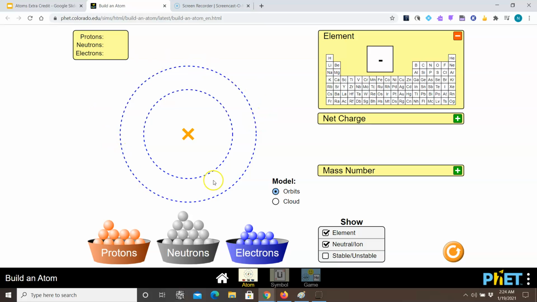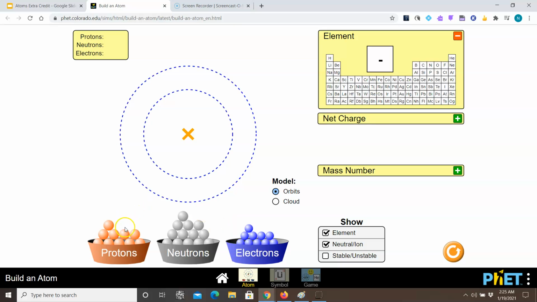Okay, so here you have your atom model. There are no protons, neutrons, or electrons in it right now, and this is where you would add them. The X represents the nucleus. So here is where you would put your protons and neutrons, and the dotted blue lines are called electron shells. They are one way of describing the electron cloud. That's where the electrons will go.